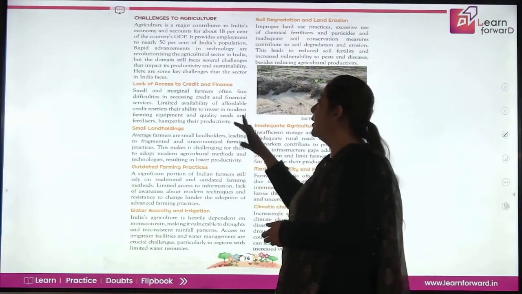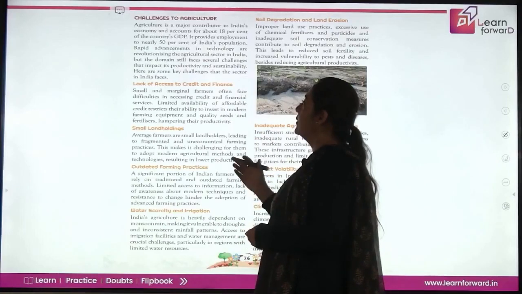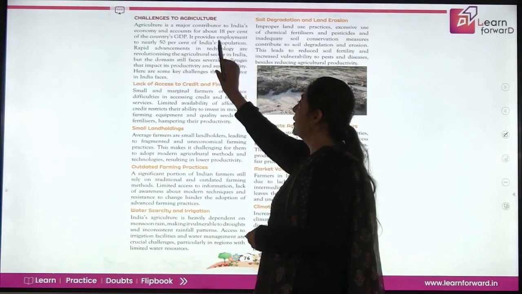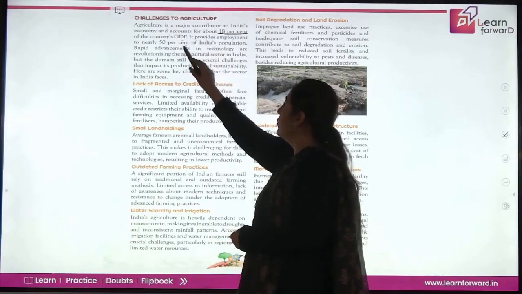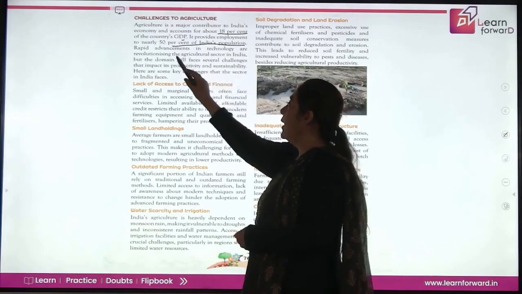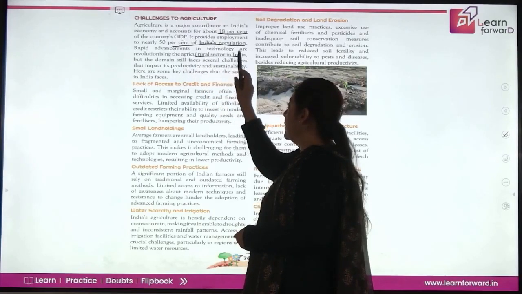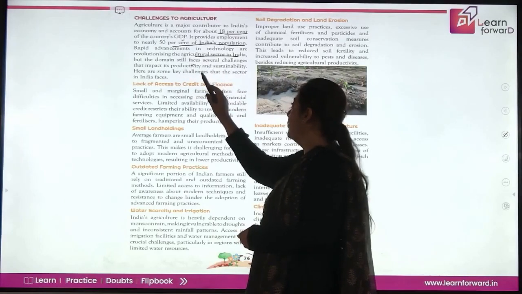Now let's come to the challenges to agriculture. Challenge क्या होता है? बहुत सारे चैलेंज आते हैं फार्मर्स को। लेट्स अंडरस्टैंड दैट एग्रीकल्चर एक मेजर कंट्रीब्यूटर है इंडिया के इकोनॉमी को, और काउंट करता है 18% ऑफ द कंट्रीज जीडीपी। इट प्रोवाइड्स एम्प्लॉयमेंट टू अराउंड 50% ऑफ इंडियाज पॉपुलेशन, रैपिड एडवांसमेंट इन टेक्नोलॉजी and revolutionizing the agriculture sector in India, but the domain still faces several challenges that impact its productivity and sustainability.